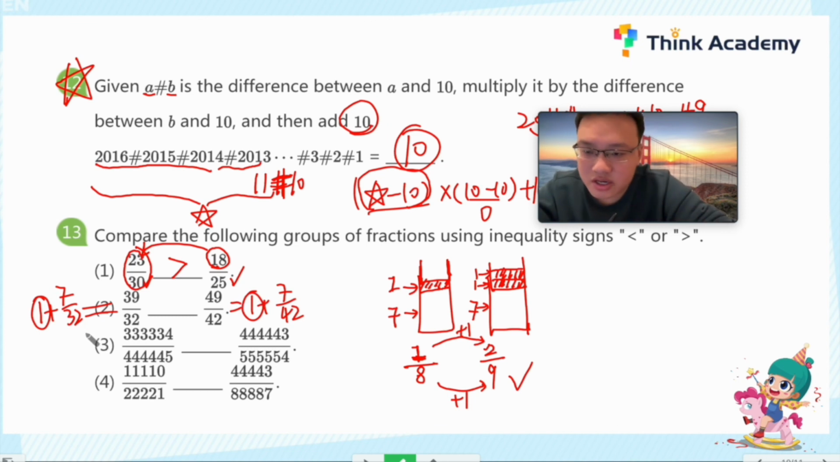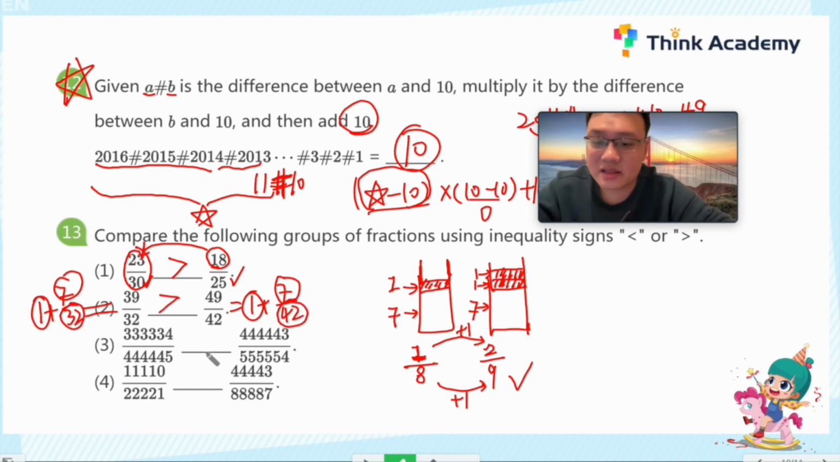And which one is larger, guys? We know they have the same numerator. The smaller the denominator, the larger the fraction. So the left one will be larger.